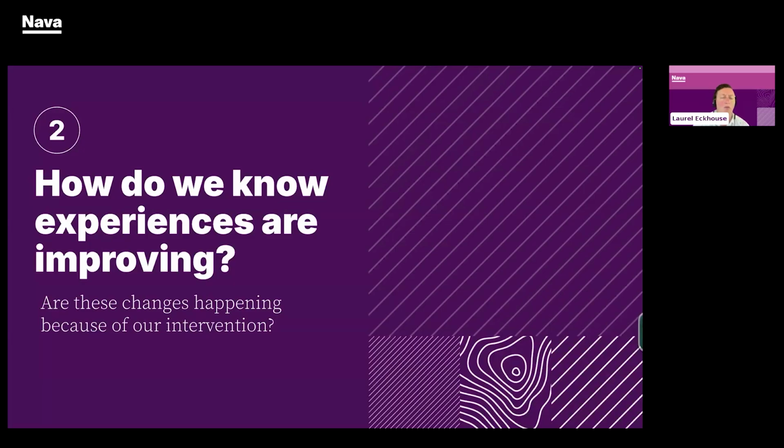So now I'm ready to move on to the second question. How do we know experiences are improving, and are these changes happening because of our interventions? So again, we're defining impact evaluation as what works for whom and under what conditions. But how do we know that our intervention, we talked about measuring that, actually caused a change?